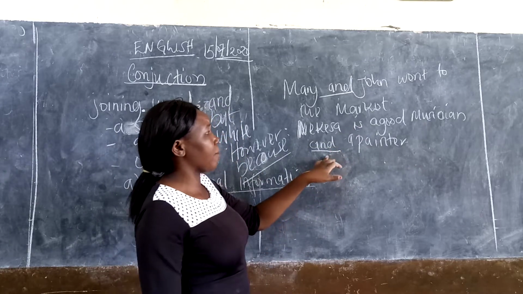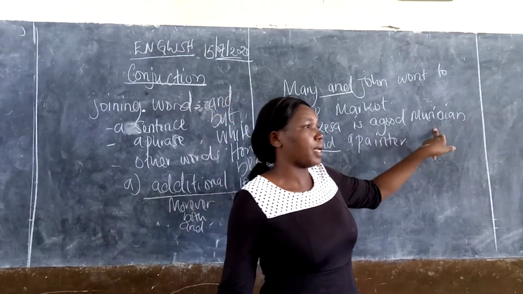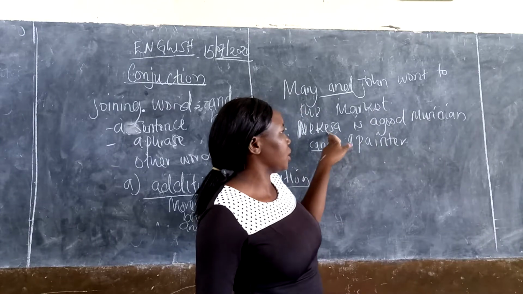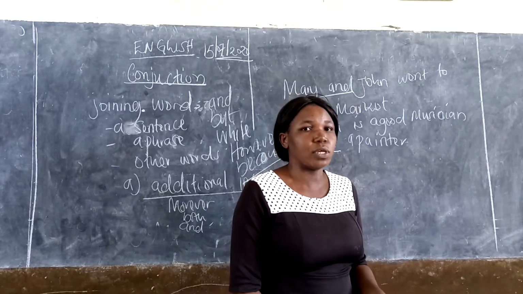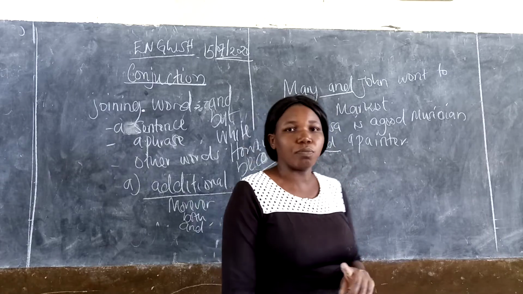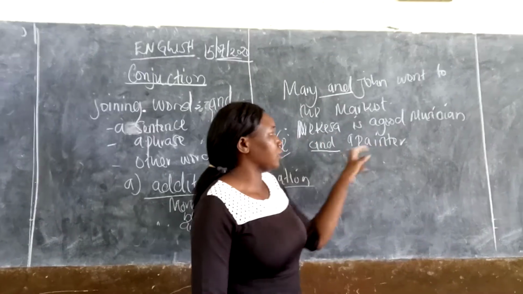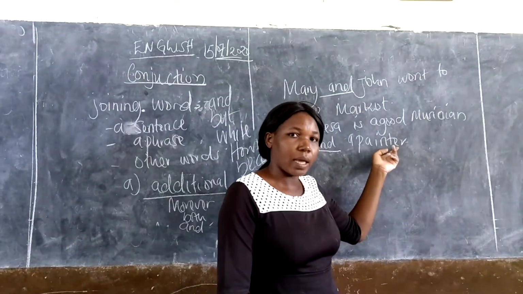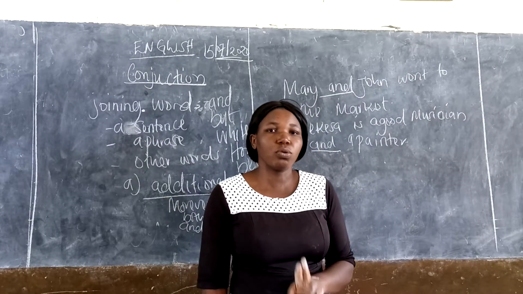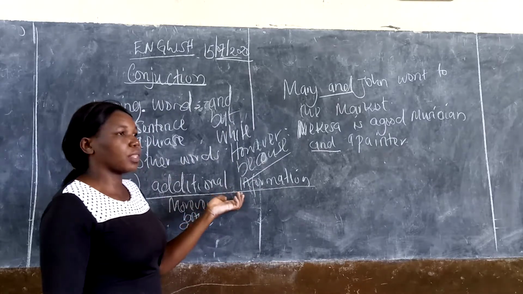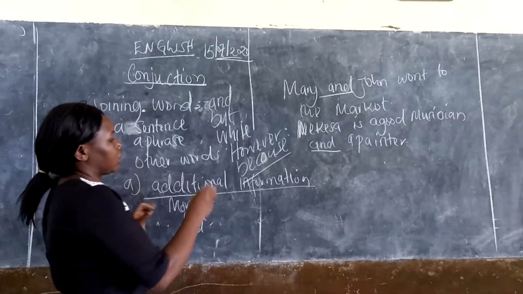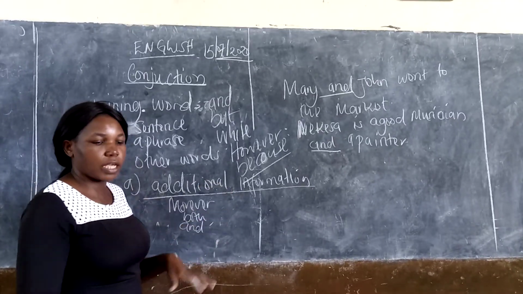Here we are talking about a musician and a painter, the same person. This is Nekesa. Nekesa is a musician. In addition to being a musician, Nekesa is also a painter. We are now adding these two things together. That is why I'm saying additional: we are adding information. This is a type of conjunction, adding information.